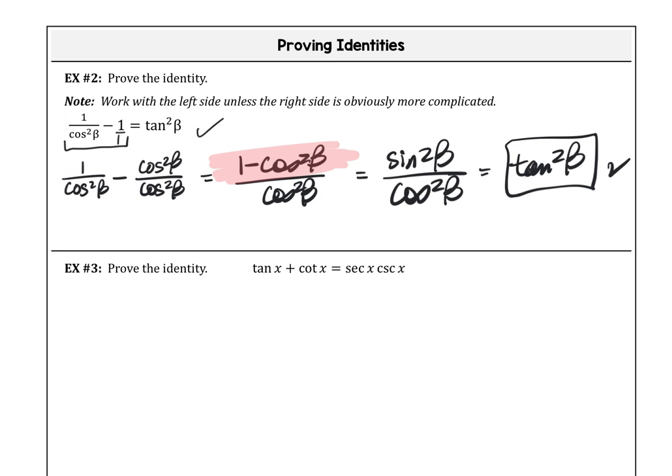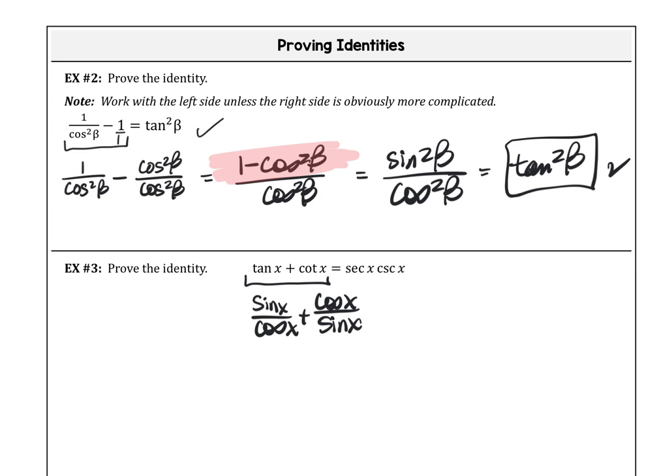All right, so let's look at example 3. Tangent x plus cotangent x equals secant x times cosecant x. Okay, I'm choosing to work with this side because it's easier to go from addition to multiplying than multiplying to addition. So let's see, tangent, cotangent. Let's write it as sine and cosine. So sine x over cosine x plus cosine x over sine x.